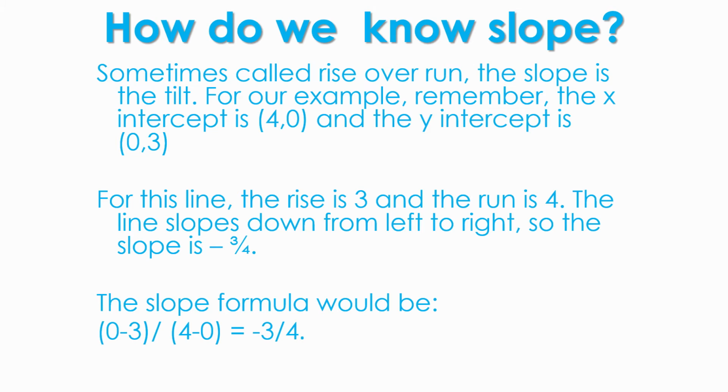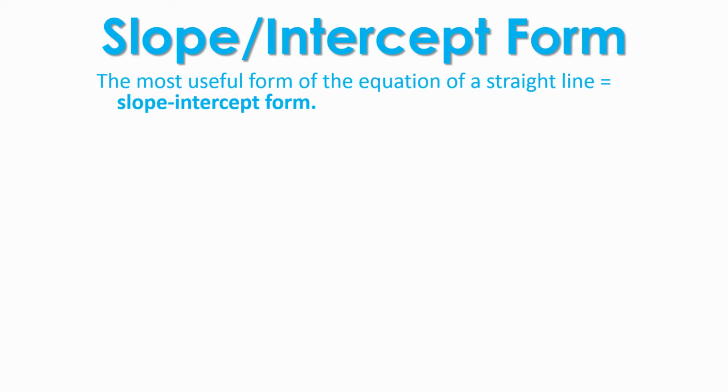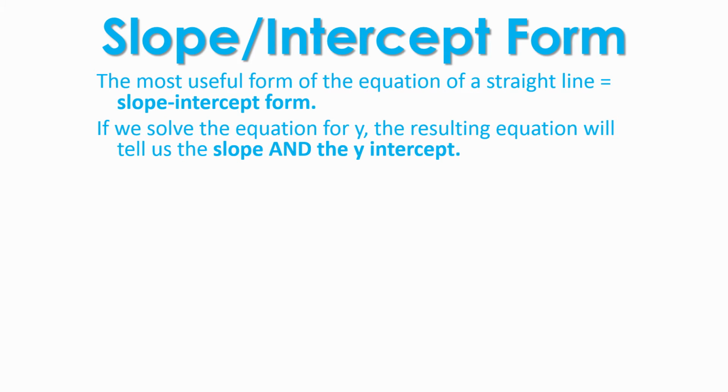If you reverse the order of the points, you reverse both signs for numerator and denominator so that the sign of the fraction stays the same. It's a good idea to check the direction of the line and make sure the sign of the slope is correct. Now, the most useful form of the equation of a straight line is called the slope-intercept form. If we solve the equation for y, the resulting equation will tell us the slope and the y-intercept.